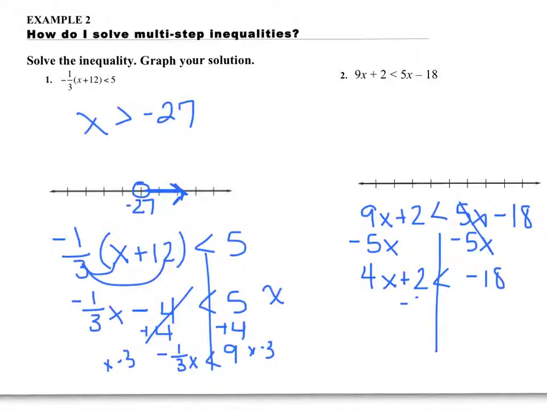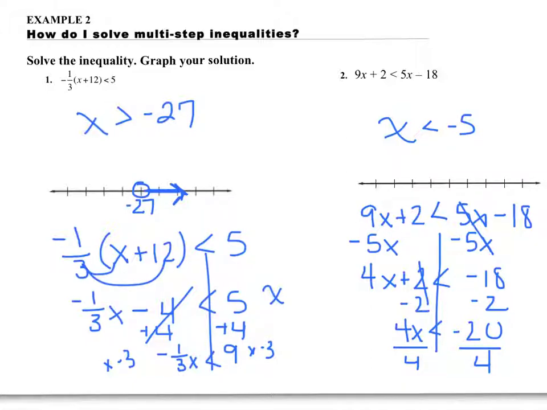All right, so minus 2, minus 2. That gives 4x is less than negative 20. And I'm going to divide by a positive 4. So my x is going to be less than negative 5. So find negative 5 on your number line. And it's going to be open, and it's going to go to the left.